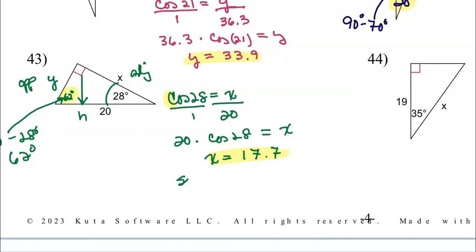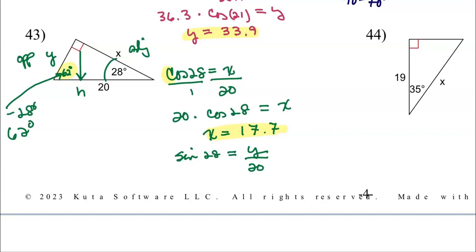So why not use the sine of 28? And that's going to equal opposite over the 20 they gave me for the hypotenuse. Do your cross products. One-step problem. 20 times the sine of 28 equals y. So what's y going to be? 9.4 when I round to the nearest tenth. Okay, nearest tenth is one decimal place. Okay, so that was 43.